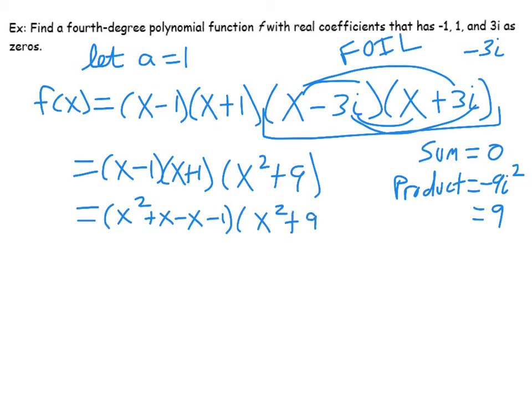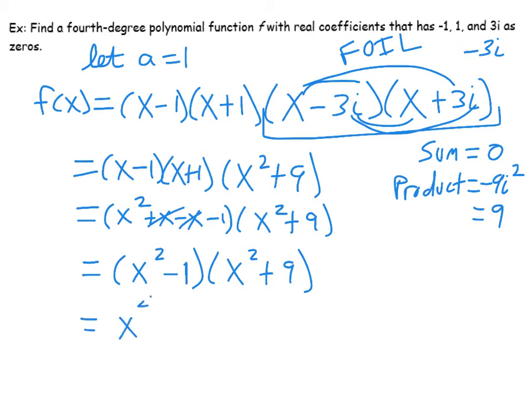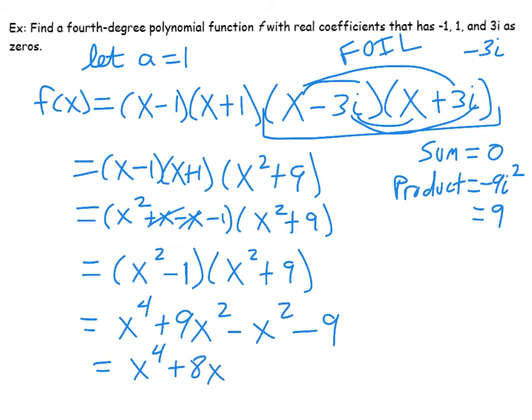My x squared plus 9 is still out there. A couple like terms in the middle. I end up with this, x squared minus 1 times x squared plus 9. A little goofy here, but we can treat it like a FOIL. X to the 4th plus 9x squared minus x squared minus 9. Two like terms in the middle and a constant at the end, and there you have it.